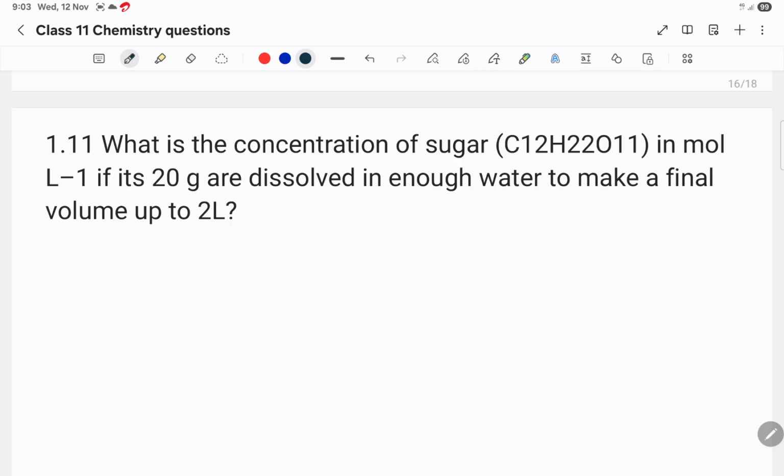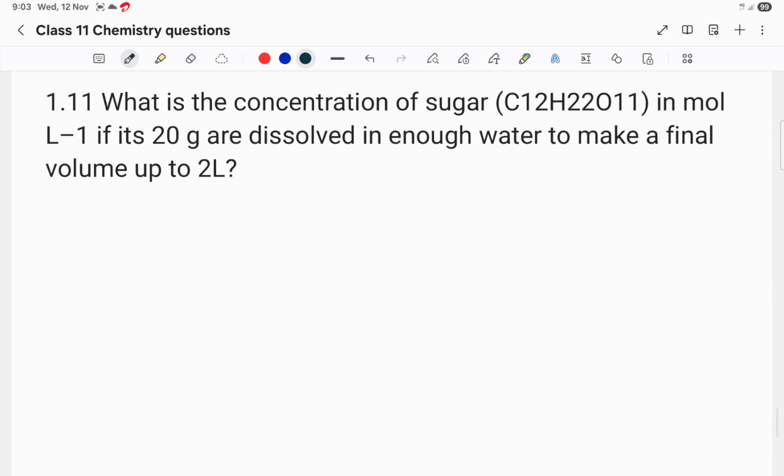Okay, let's go with the next question, which is 1.11. What is the concentration of sugar? Sugar has formula C12H22O11. Okay, in moles liter inverse. You have to calculate the concentration. That moles liter inverse is molarity. Okay, so basically you have to calculate the molarity.